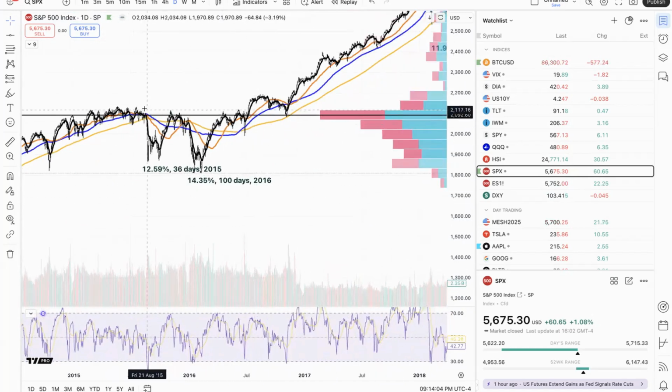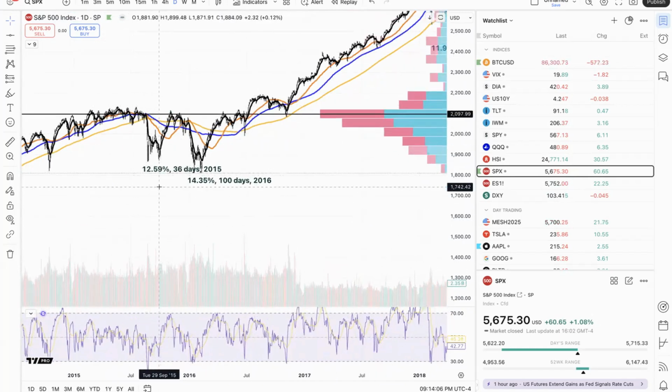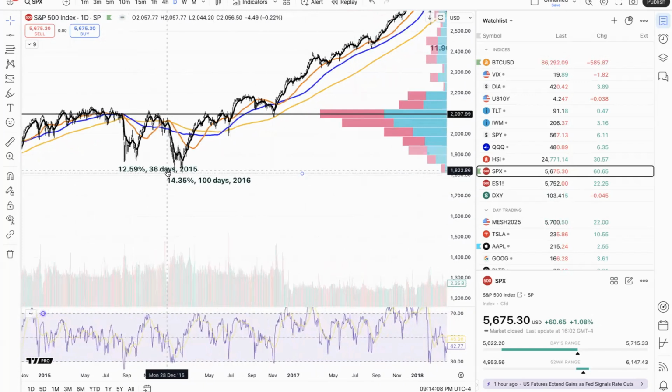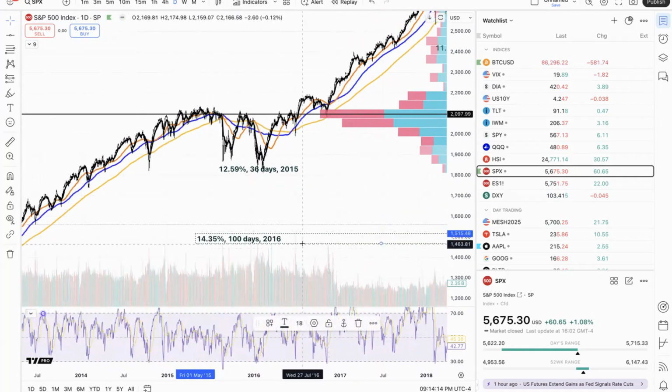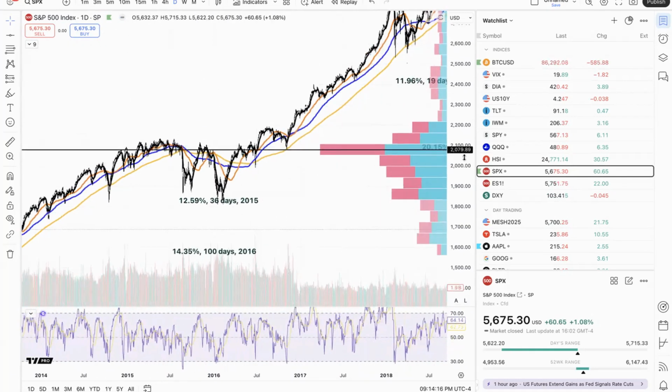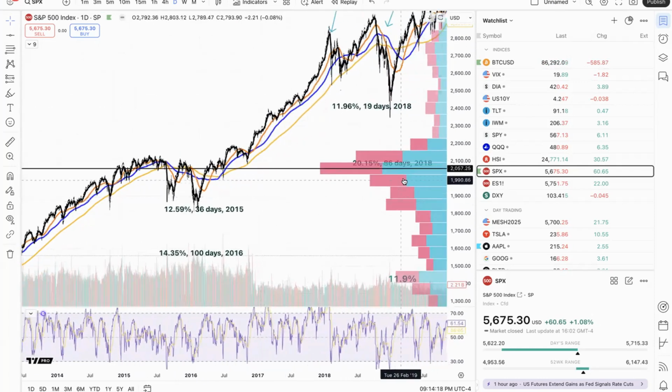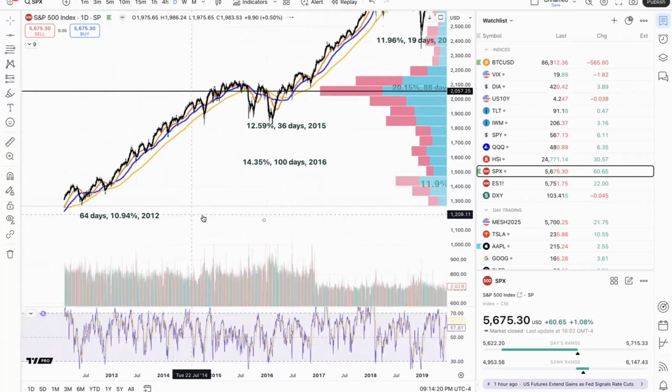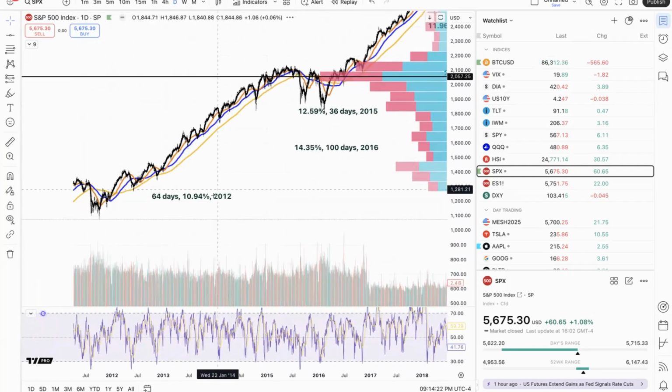Here's a few more corrections here in 2015 and in 2016. So here's a 12.59% correction that lasted 36 days. Here's a 14.35% correction that lasted 100 days. And then you see what follows here. Again, the data doesn't lie, the charts don't lie. There are always recoveries. Right?